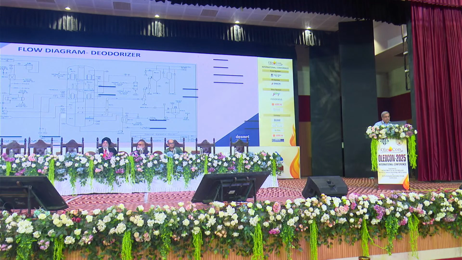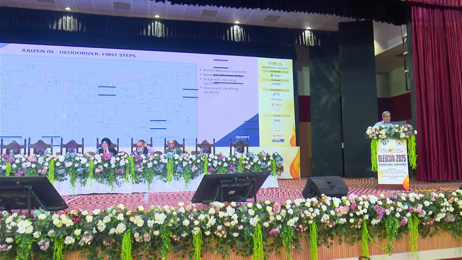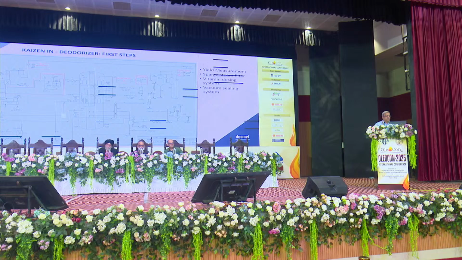For the Kaizen points, the most important can be the vacuum sealing system. The deodorizer works under very low absolute pressure. Every power failure, if we lose vacuum in it, is a loss of oil quality. A vacuum sealing system can simply eliminate this nuisance. Similarly, most of the plants now actively do vitamin dosing. This can be completely automated by a dosing system.